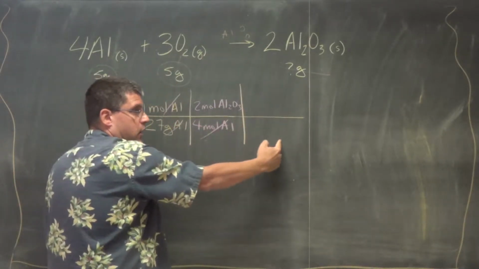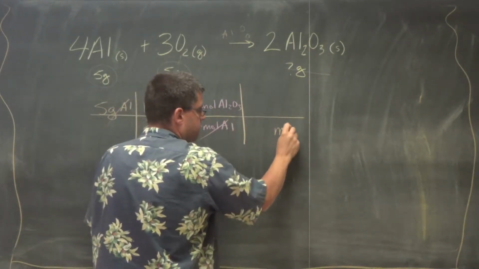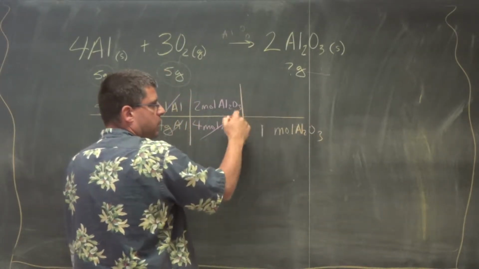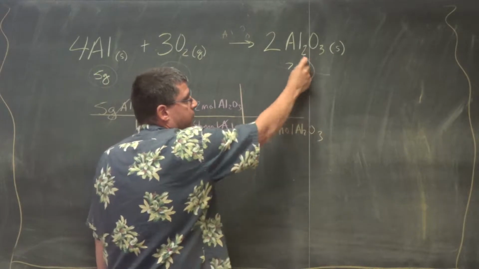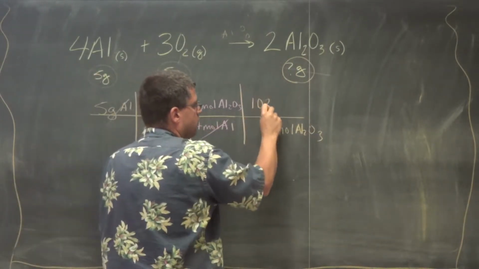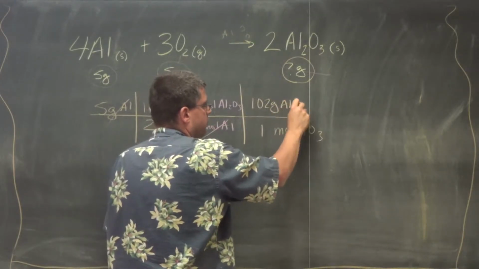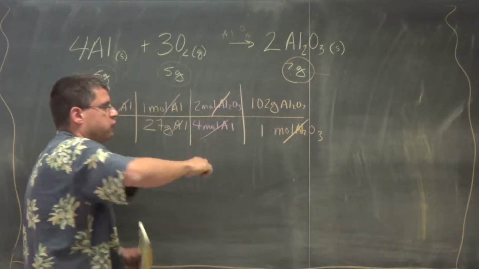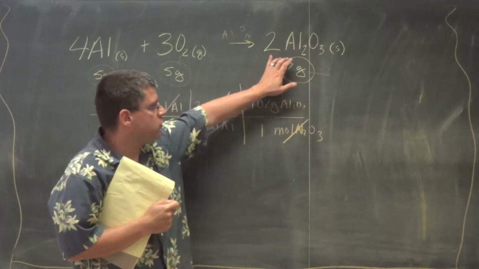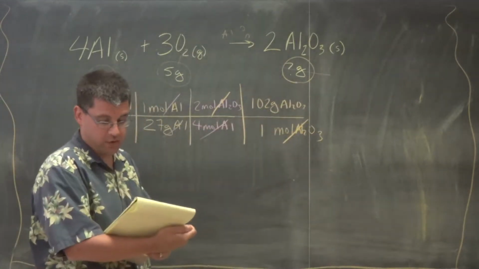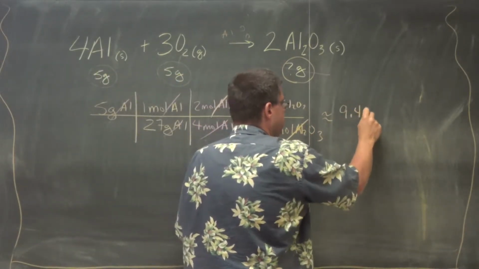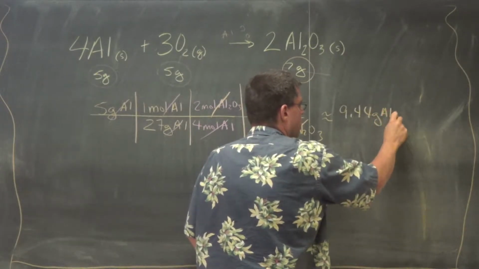What unit do I want down here? Moles. 1 mole. What do we want up here? The molar mass, because I want to end up in grams. So the molar mass of aluminum oxide is about 102 grams of Al2O3. Cancel, cancel. So now what I'm going to get right now is, looking at this data, how much aluminum oxide would be produced in this situation? And the answer would be approximately 9.44 grams of Al2O3.